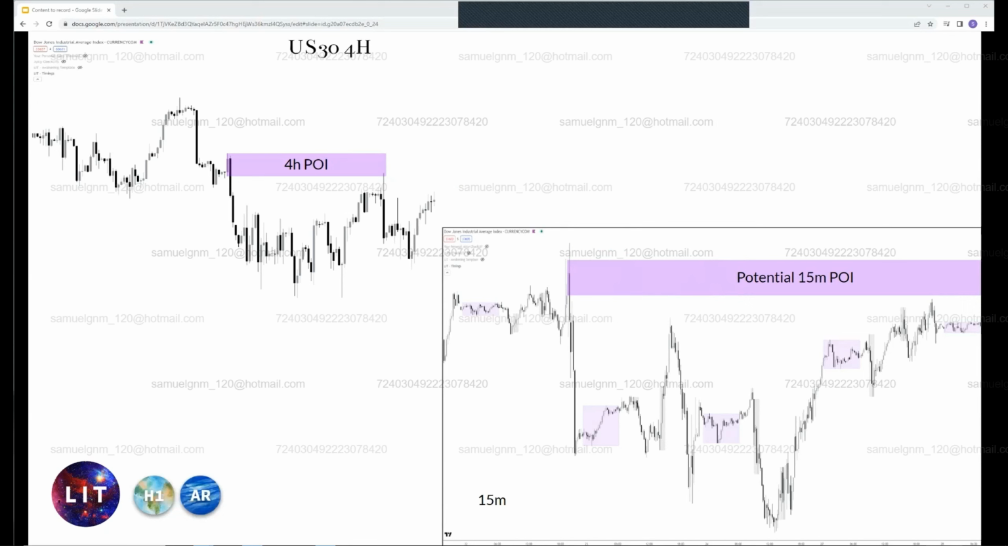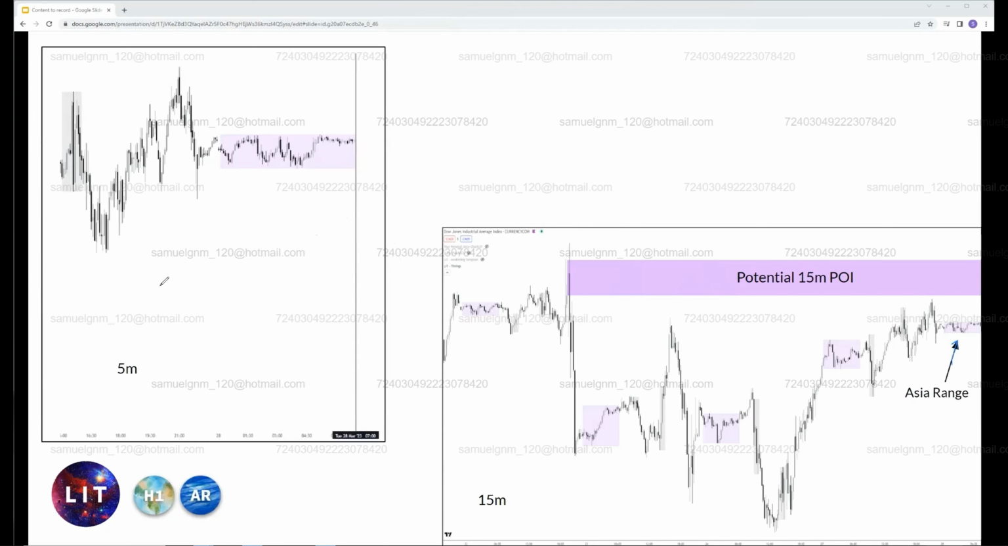Now, you did already see Asia range here on the 15M, but I think it's super key that we actually check it properly on the 5M over here. On the 5M, we can identify it much easier. It's pretty much in front of our face, so there's not much more to say about the 5M Asia range. Now, Asia range, as you can see.